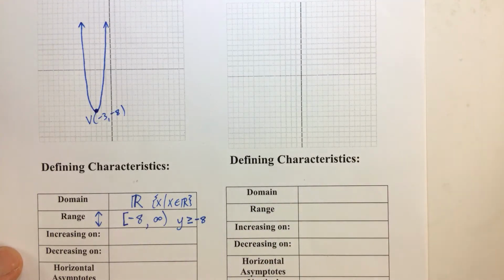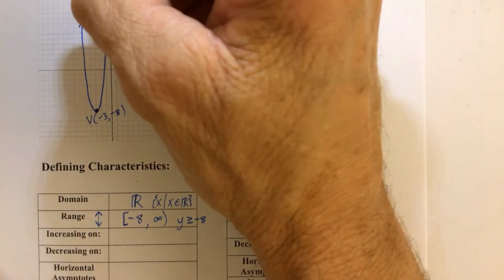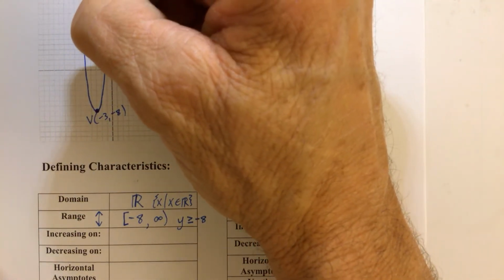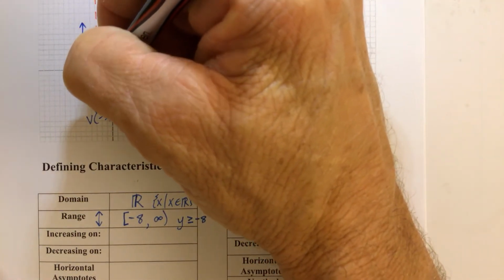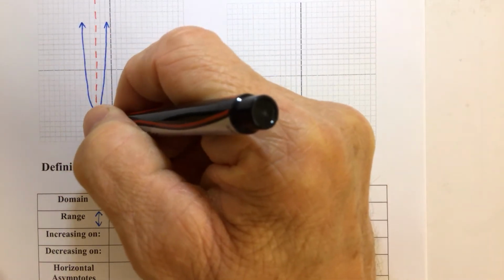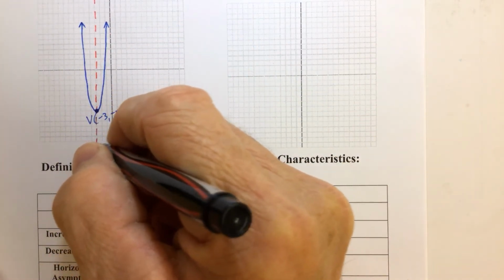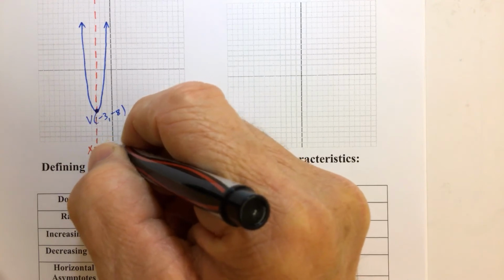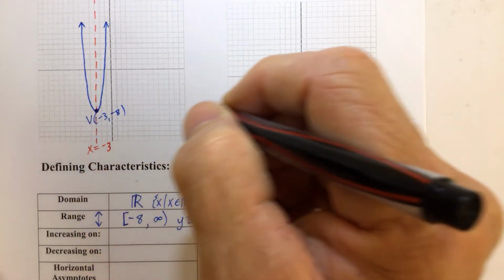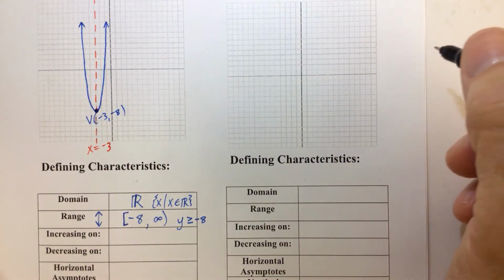The increasing and decreasing, we've been using the red and the green. Before we do that though, let's go ahead and draw the axis of symmetry. The axis of symmetry is the x value that cuts the parabola right down the middle. That's x equals negative 3.